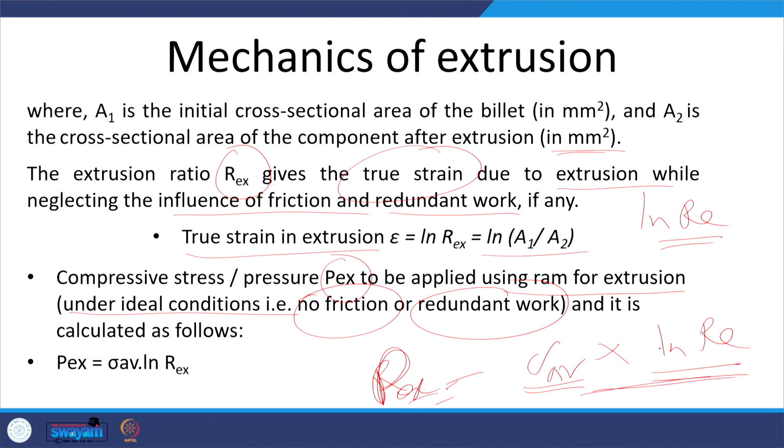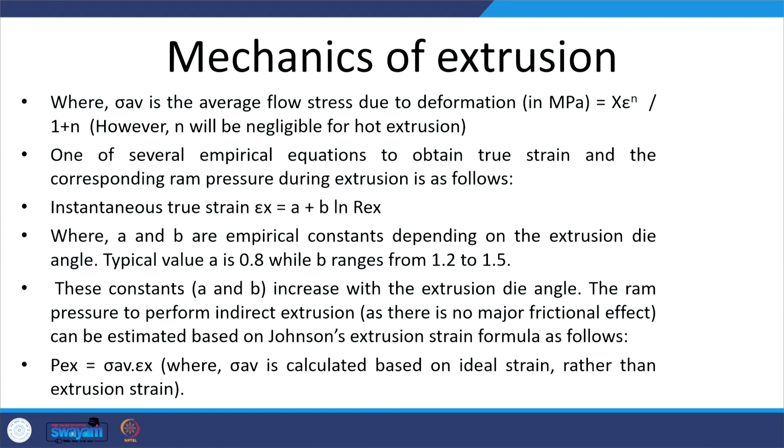So, the pressure or compressive stress that will be needed is sigma average multiplied by log of REX, wherein sigma average is the average flow stress due to the deformation of the material, and that we get from K times the true strain raised to the power n divided by 1 plus n. And n will be absent in the case of hot extrusion because the work hardening exponent is absent. So, this is one way of determining the average stress desired for the extrusion.